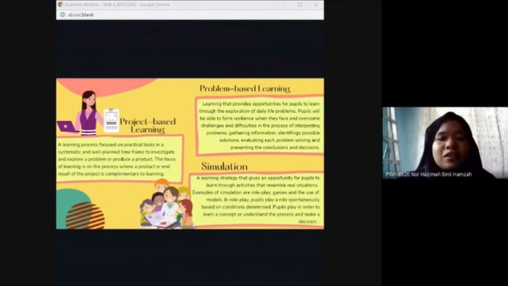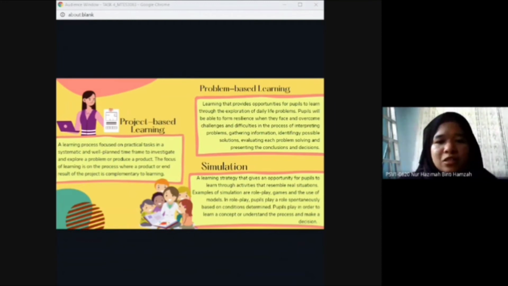Then we go to the fourth strategy, which is project-based learning. Project-based learning is a learning process focused on a practical task in a systematic and well-planned time frame to investigate and explore a problem or produce a product. The focus of the learning is on the process, where a product or end result of the project is complementary to learning.